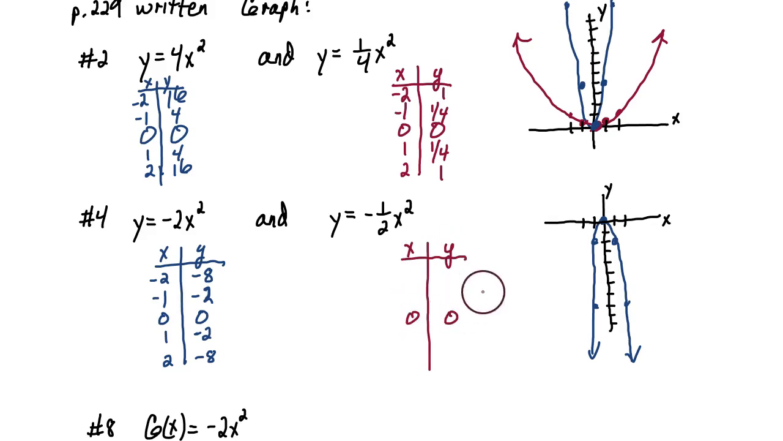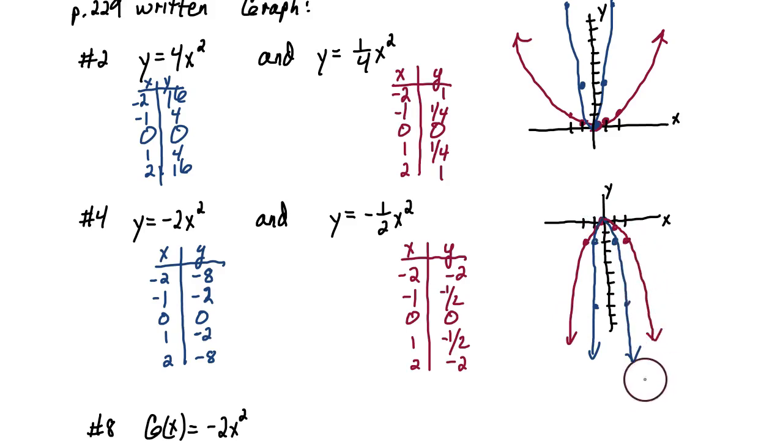The vertex is 0, 0, and then we'll choose numbers to the left and numbers to the right. 1 squared makes 1, and negative 1/2 times 1 is negative 1/2. 2 squared is 4, and negative 1/2 of 4 is negative 2. So 0, 0 is right there. Negative 1, negative 1/2 is here, and a corresponding dot here. And negative 2, negative 2 is here, and 2, negative 2 is here. And here's this parabola in red. A little wider opening parabola than the one in blue.